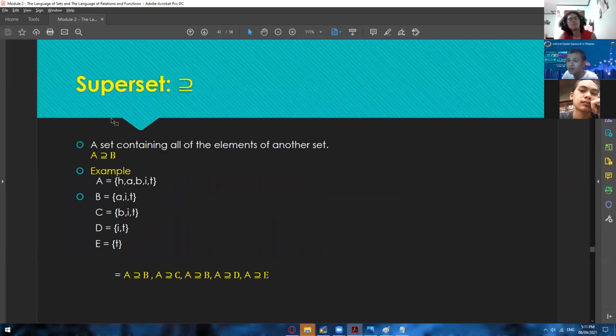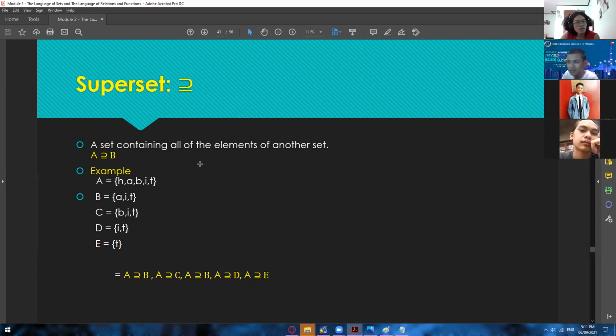Okay, so let's talk about superset now. When we say superset, it is a set containing all of the elements of another set. It's like the mother set, the one that I keep on saying a while ago. If you are going to draw this, A is the superset of B, meaning this is the mother set, the one that contains all of the elements of set B. We have this example: A is equal to habit, B is AIT, and so on and so forth. So these are the answers.